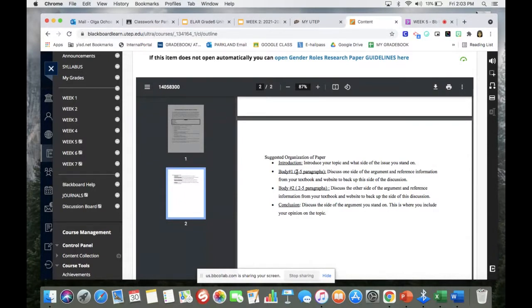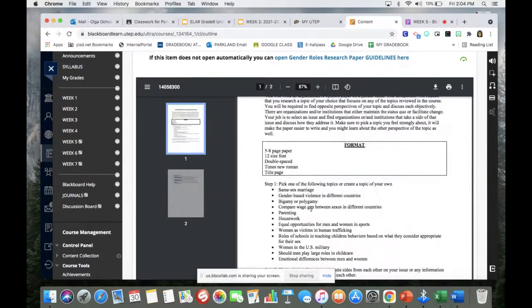And then of course the last part is your conclusion, where you should be discussing what side of the argument you stand on. That's basically the part of the paper where you are able to include your opinion on the topic. Okay, you want to write out the rest of the paper as objectively as possible. This is an academic paper. Therefore, it shouldn't have your opinion on there until you get to the last paragraph where you're able to do so.